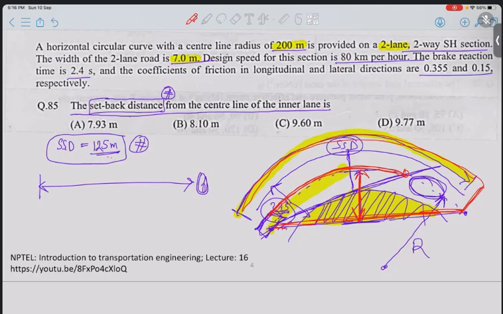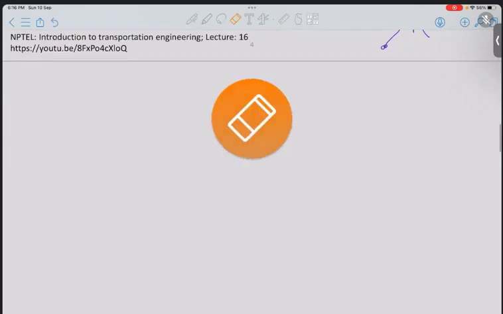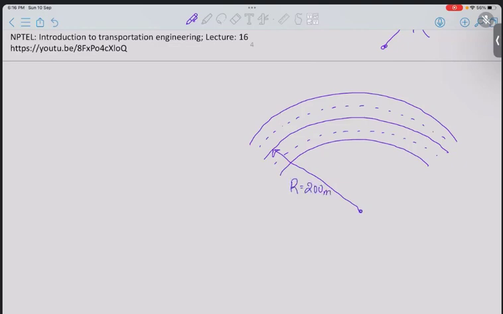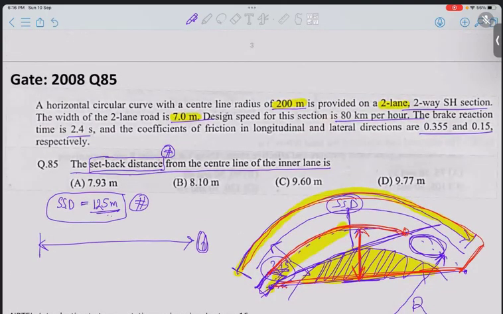Okay, let's try to solve the question. So we are given a 2-lane road. Let me draw a nice figure here. We have a 2-lane road. So this is the division of the lanes, and this is the division for two-way traffic. And we are given that the radius is 200 meters.